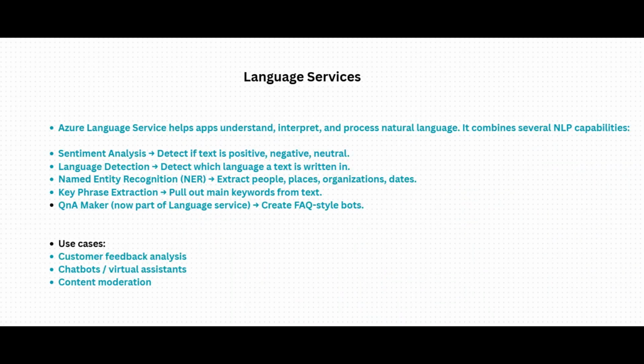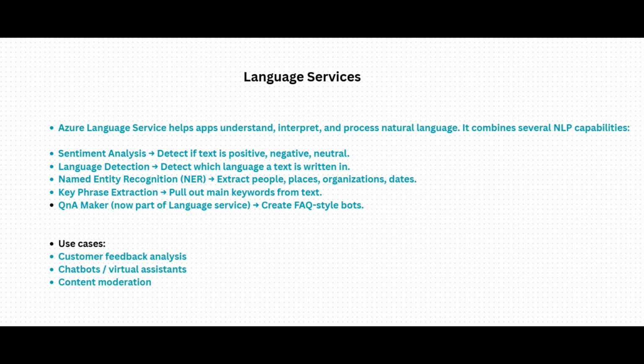So let's first try to understand what the language service is and where it is used. So basically, Azure Language Service helps applications to understand, interpret, and process natural language. It combines several NLP capabilities into one unified service. And some of the key features: number 1, sentiment analysis to detect if the text is positive, negative, or neutral. Then number 2, language detection to automatically identify which language a piece of text is written in. Then named entity recognition, we call it NER, to extract useful information like people, places, organizations, and dates.